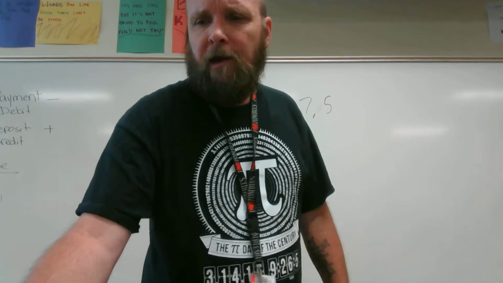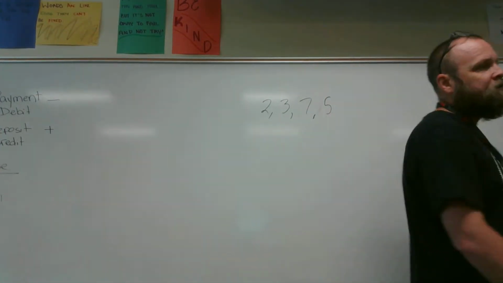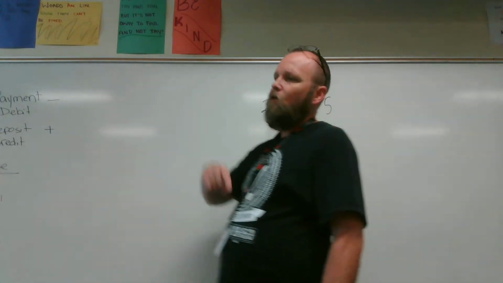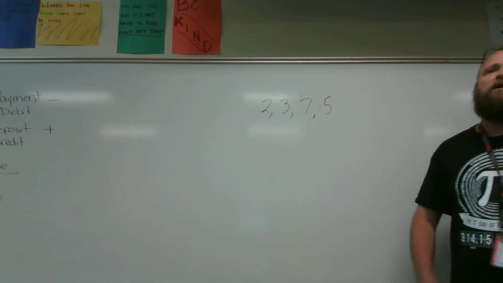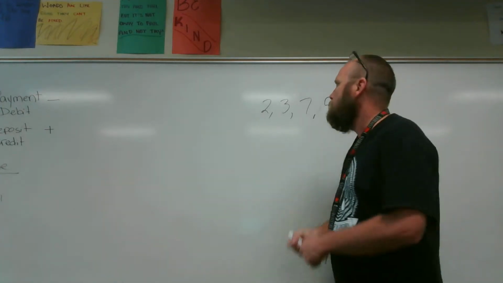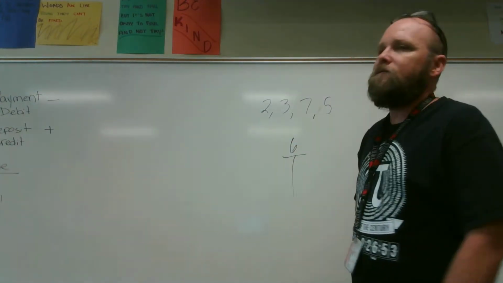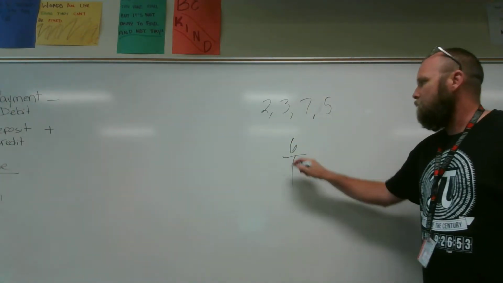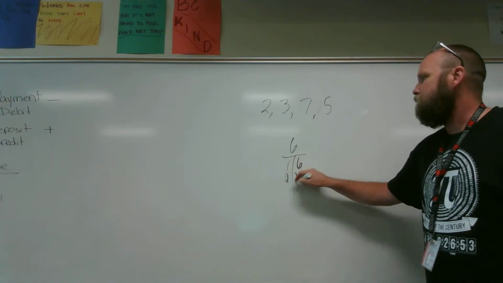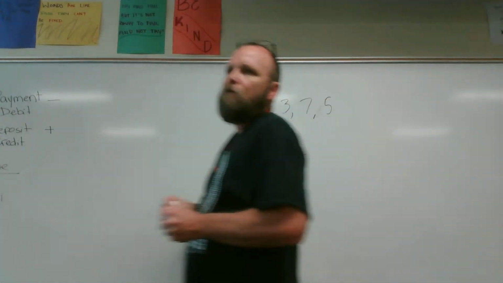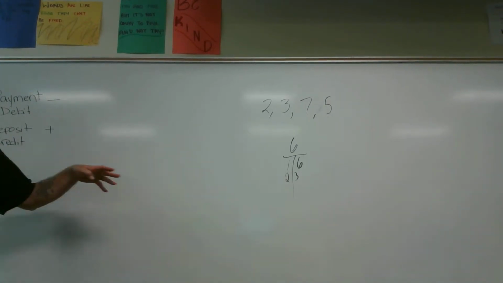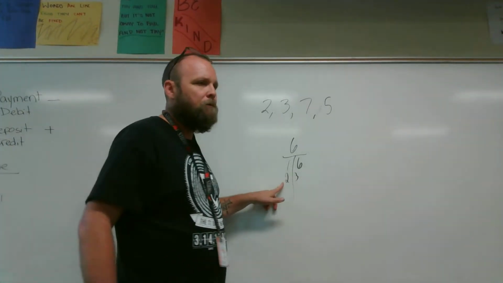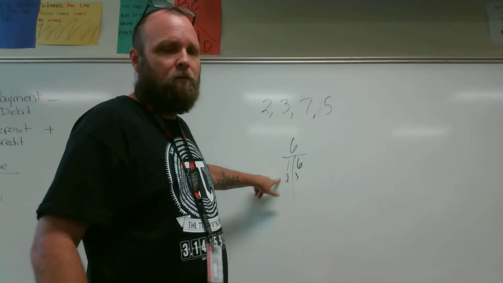If a number is not prime, Tristan, what is it? Composite. A composite number has more than 2 factors. For example, 6 is a composite number because we can go 1 times 6 and 2 times 3. That has 4 factors. 4 is more than 2. That's a 2. That's a 2 right there.